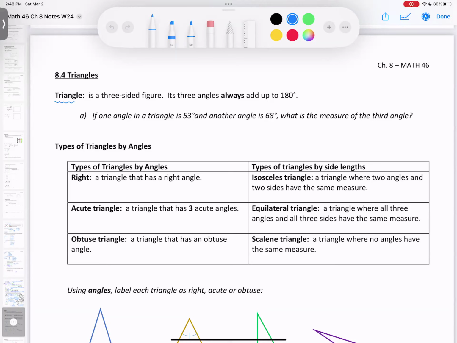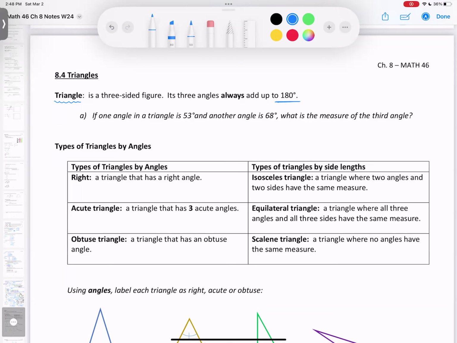In any triangle, all three angles will always add up to 180 degrees. And if you're coming to class, I will have you draw triangles, take out a protractor, check the angles, convince yourself that this is true. No matter what kind of triangle you draw, all those angles will add up to 180 degrees.